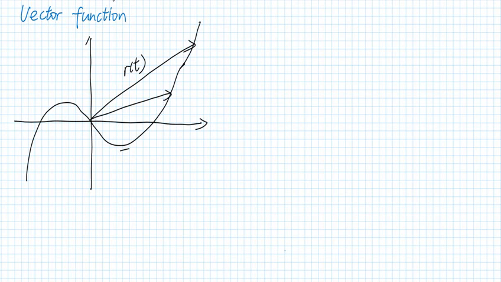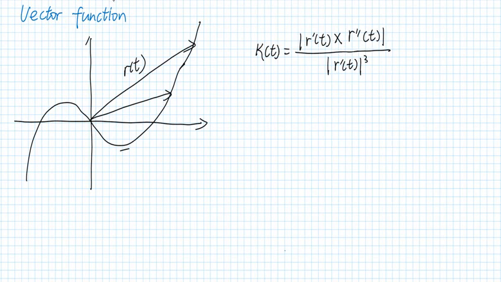So how can we represent the curvature of a vector function? Well, the formula for it is a little bit weird. It is like this. But don't worry about it, I will prove it to you. So how can we describe this weird formula?